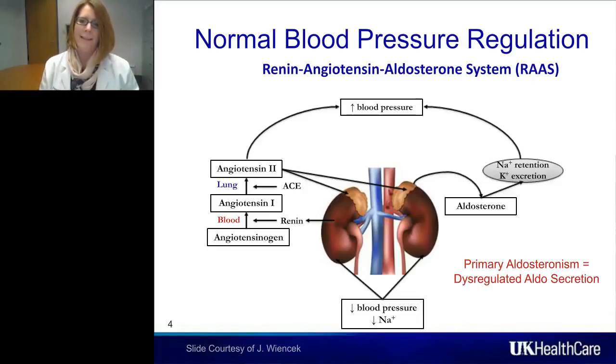When the RAAS is dysregulated, one of the forms of dysregulation of RAAS is primary aldosteronism. Primary aldosteronism is characterized by autonomous secretion of aldosterone from the adrenal glands that's not inhibited by sodium or high blood pressure.